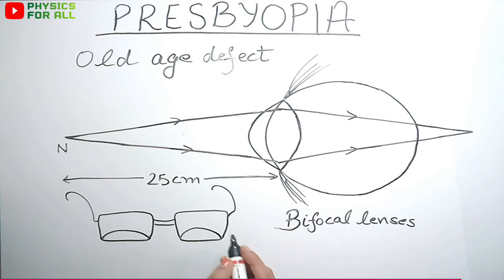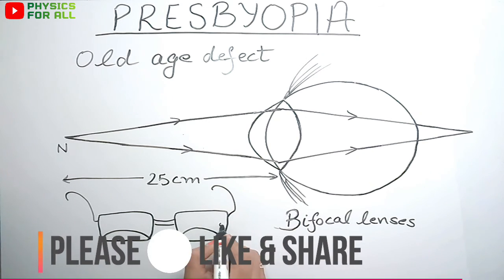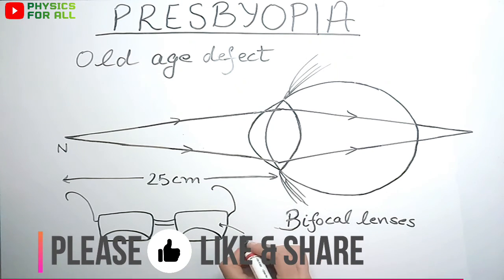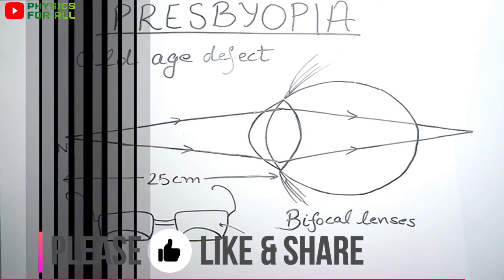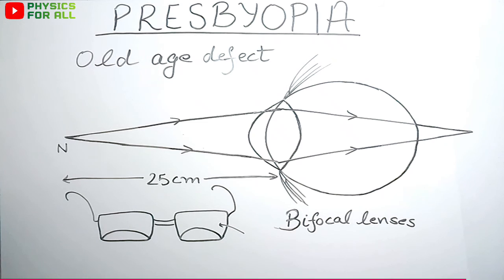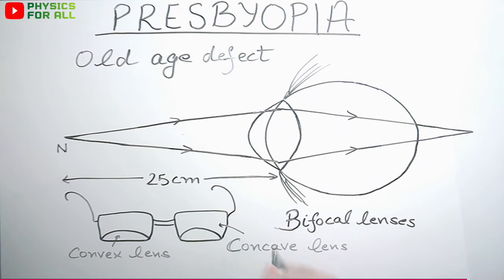Both are lenses, but this portion is to see distant objects. And which lens do we need to see distant objects properly? We need concave lens. So the upper portion is concave lens, from where a person can see distant objects clearly, and the lower portion is convex lens, through which a person can see nearby objects properly.